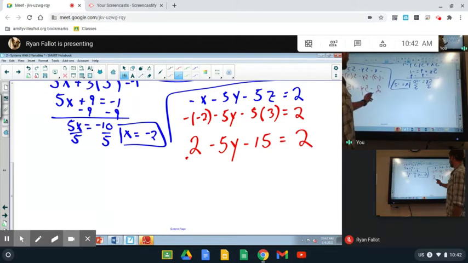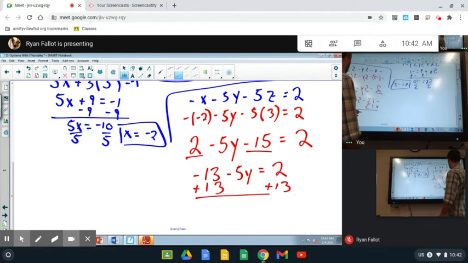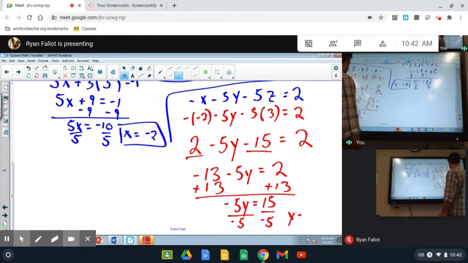Kind of strange, but we got this and this are common terms. So you have negative 13 minus 5y equals 2. Add 13, add 13, negative 5y is equal to 15, divide by negative 5, y equals negative 3.